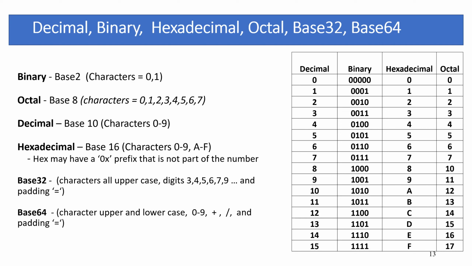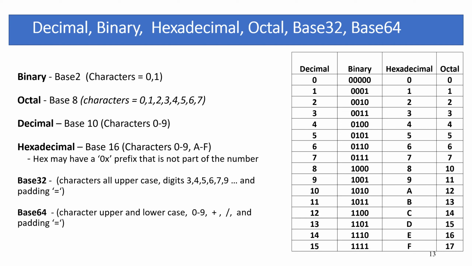Besides binary, we have octal, which is base 8. You recognize that with 0 to 7, that's 8 characters. Base 8, 0 to 7. If it has an 8 or a 9, or if it has an alpha, it cannot be octal.